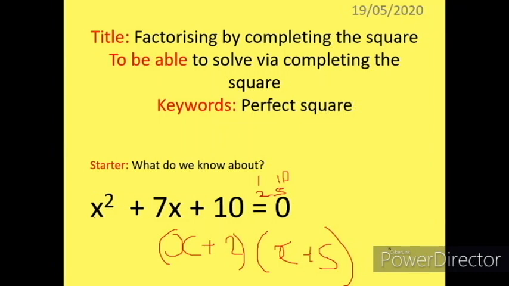We can then solve it because it equals 0, and if you remember, it's the opposite because you need one of these brackets equal to 0. So my two values of x are x equals -2 or x equals -5.